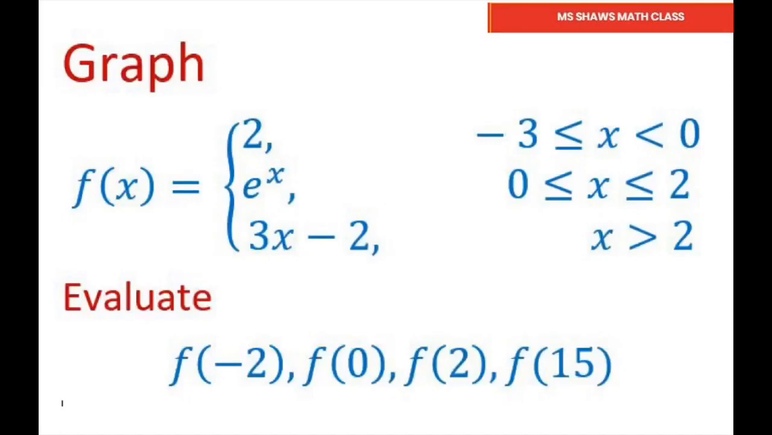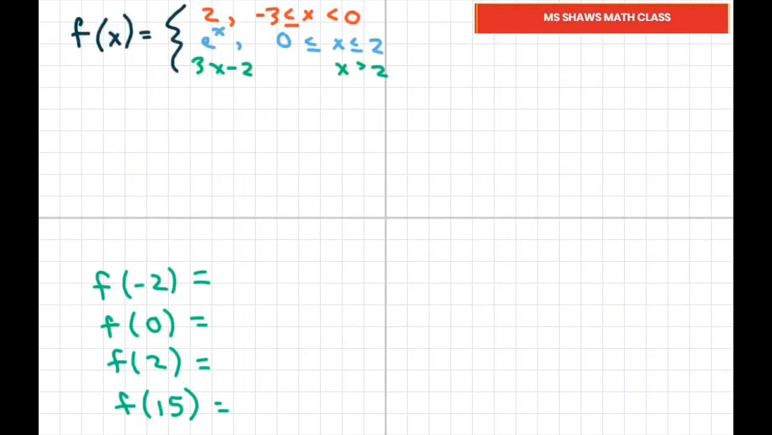Everyone, we're going to graph this piecewise defined function, and we're going to evaluate it at f of -2, f of 0, f of 2, and f of 15. The main thing you need to know here: this is your y part, and this part in here is your actual function, and this is your x part, your domain, your input. This should be your input, and your y is your output. So let's go ahead and start graphing it.